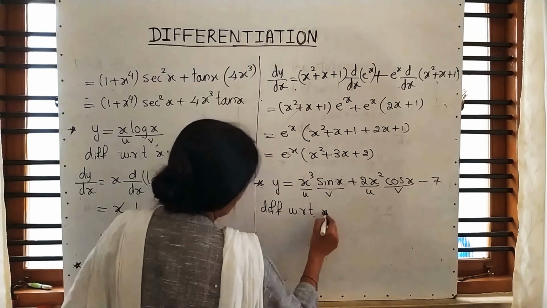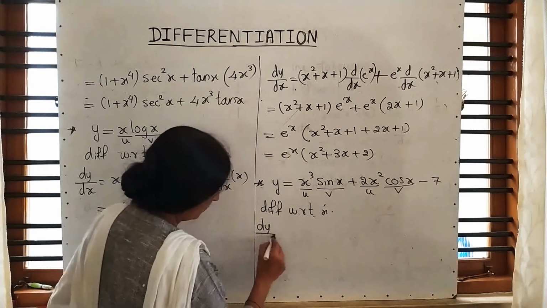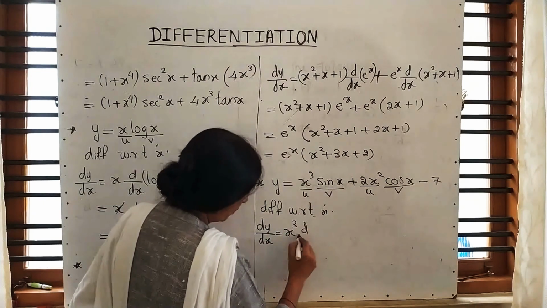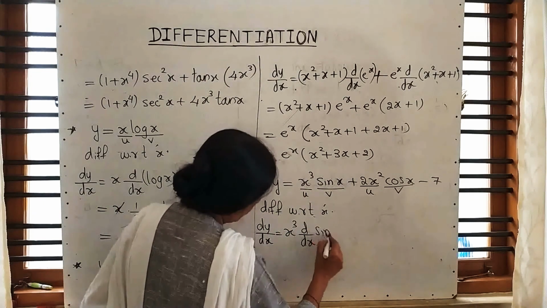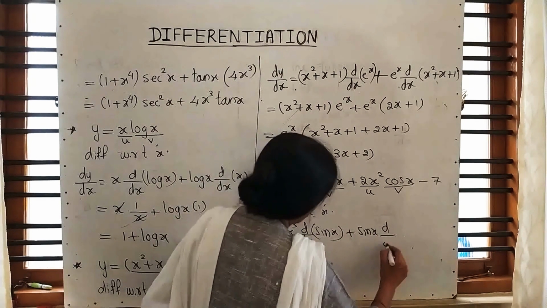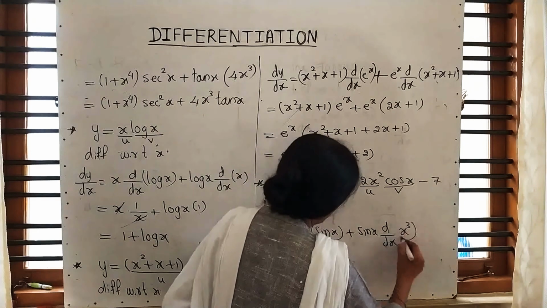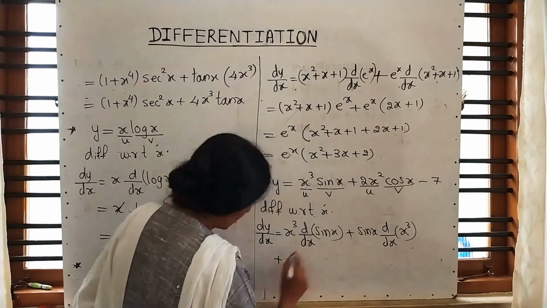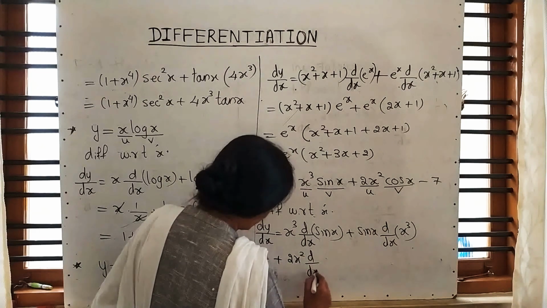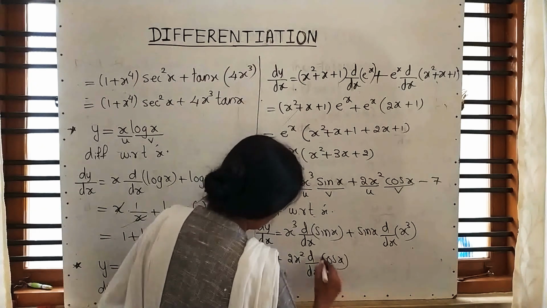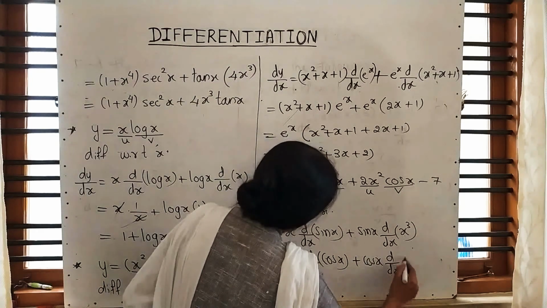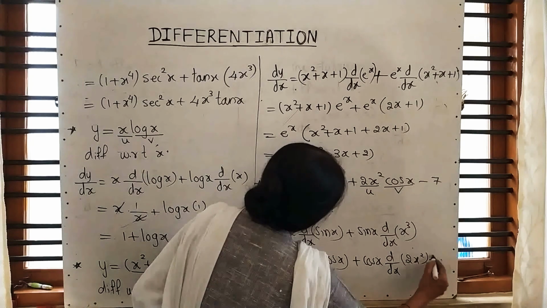Differentiating with respect to x. First for this u into v, x cube into differentiation of sin x plus sin x into differentiation of x cube. After that, middle plus, again for this u into v, 2x square into differentiation of cos x plus cos x into differentiation of 2x square minus 0.